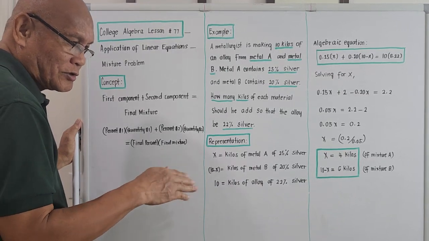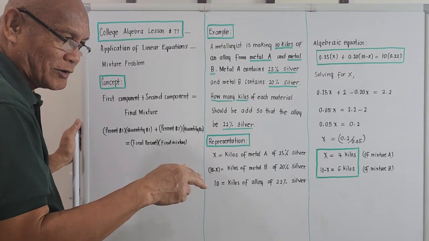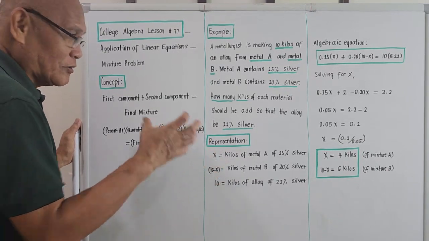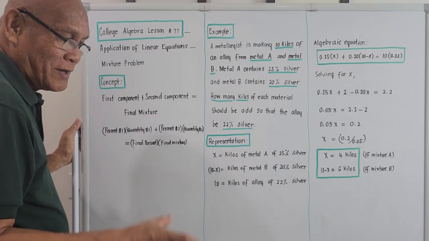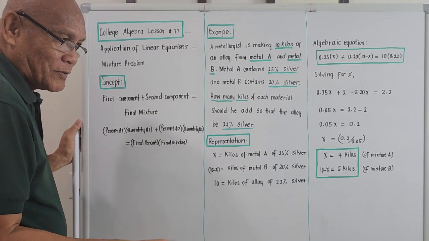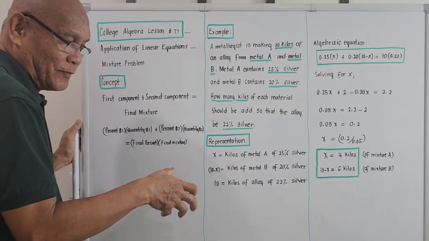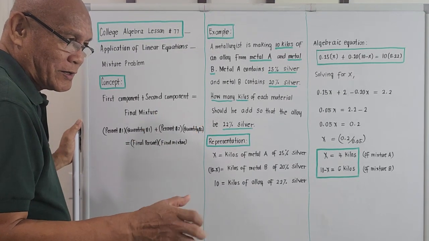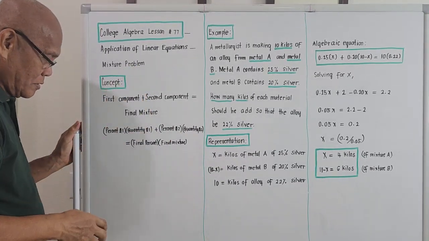Like in the distance problem, that's a different story, because distance is equal to rate times time. And under mixture, you cannot use that concept, right? So that's why I discuss every topic in every session, so you will not be hard up accepting the concept. Okay, let's try to bring out the concept.